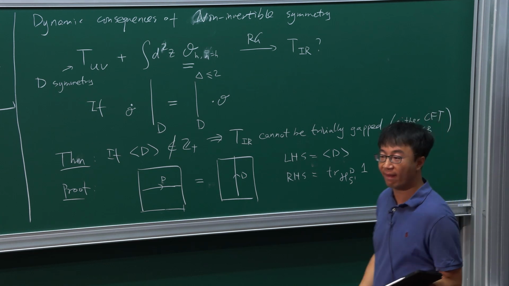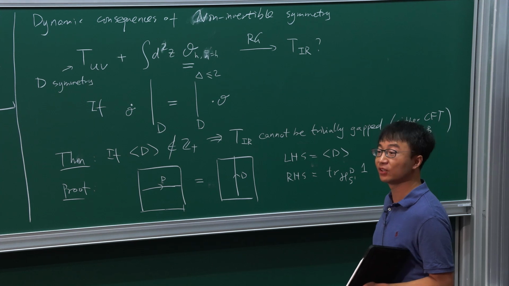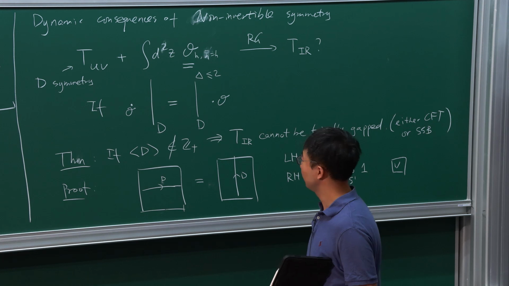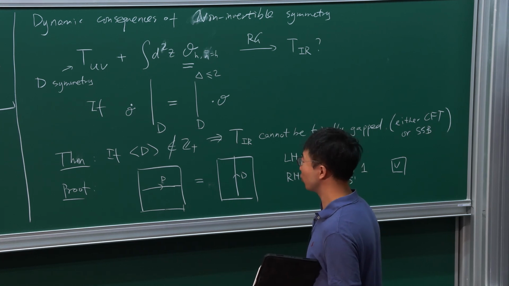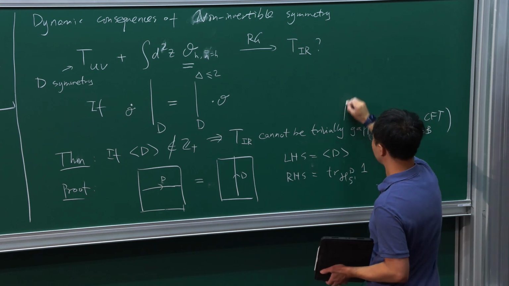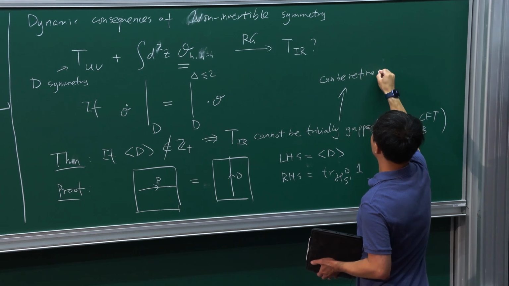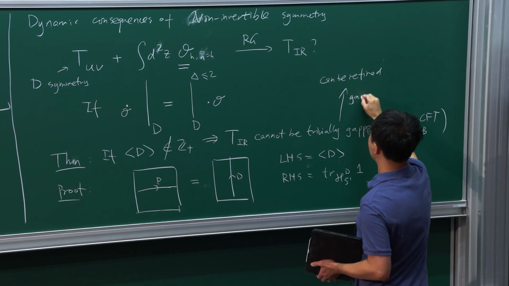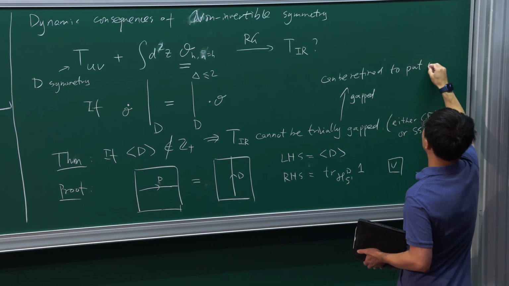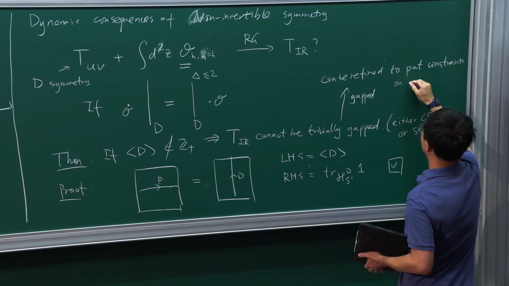Can you just comment on if you have symmetry breaking? So if you have two vacuums, how does it get around? Sorry? How does this work? And then there's no contradiction if you have two vacuums. So very good. So this statement can be refined. So if it's gapped, this statement can be further refined to put constraints on vacuum degeneracy.